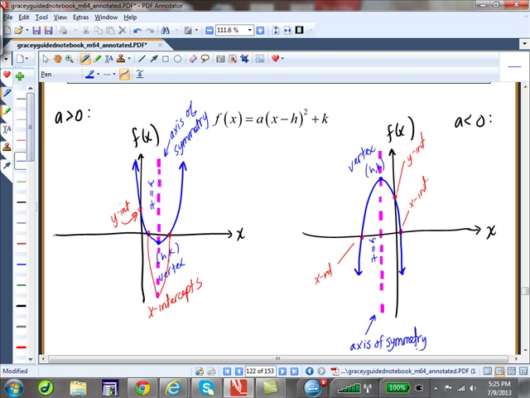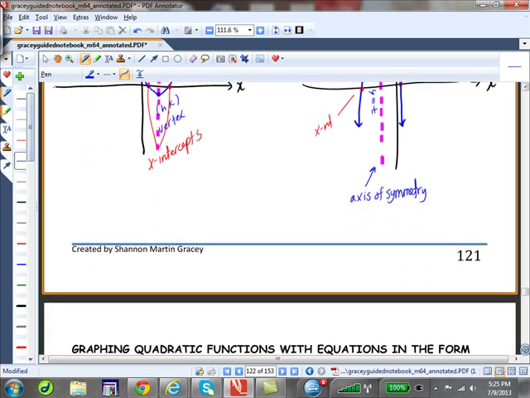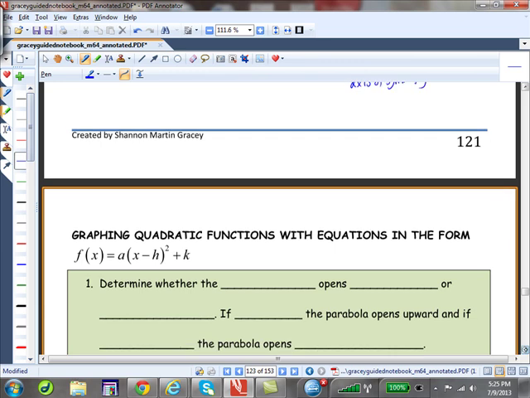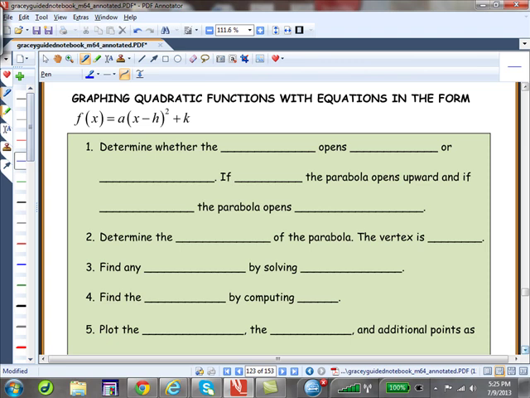Right? So just a couple of basic, general examples of one parabola opening upward and the other parabola opening downward. So let's take a look at some practice problems. Now it's going to be really important, because we're not using graphing calculators in this class, that you do these graphs by hand so that you can be successful on the exam.